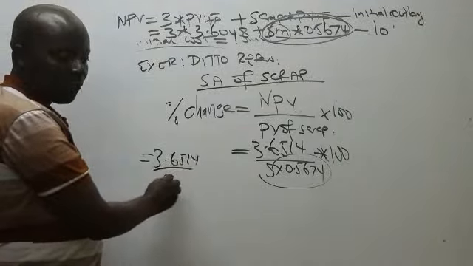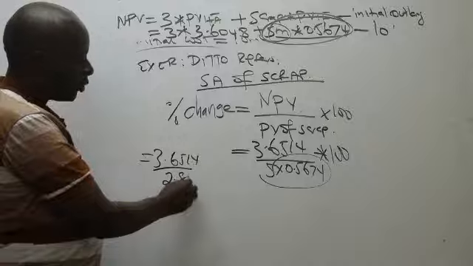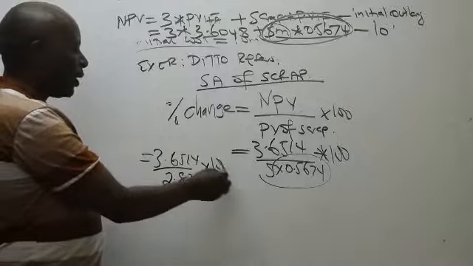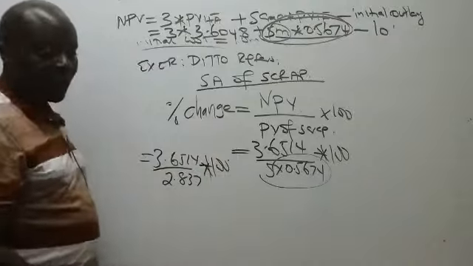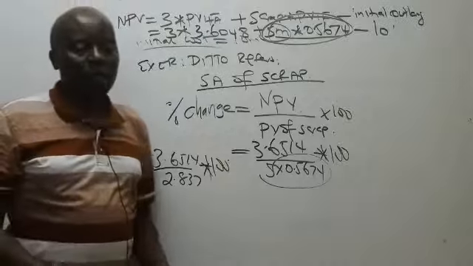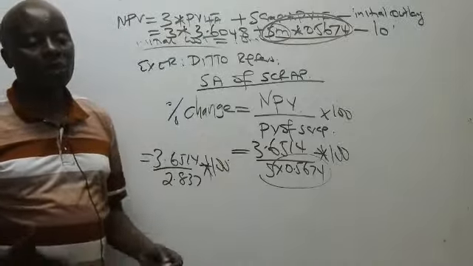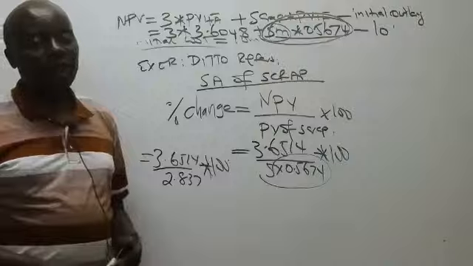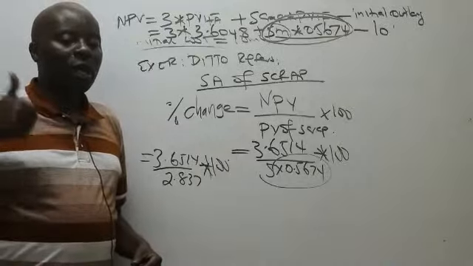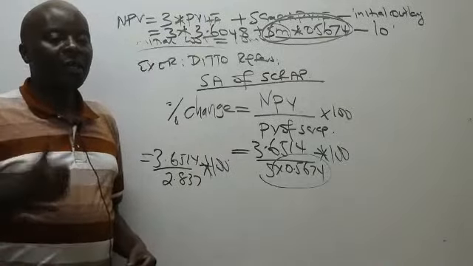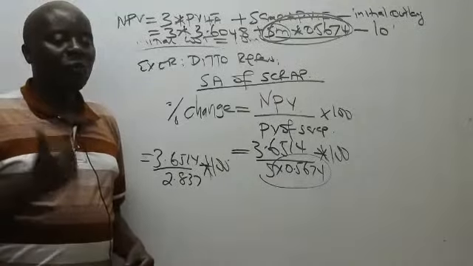So then the final will be 3.6514 out of 2.837. Whatever we get there times 100%. It will be more than 100%. So Kenneth Oguru tells me that the sensitivity analysis factor is 128.71. Hooray! 128.71%.